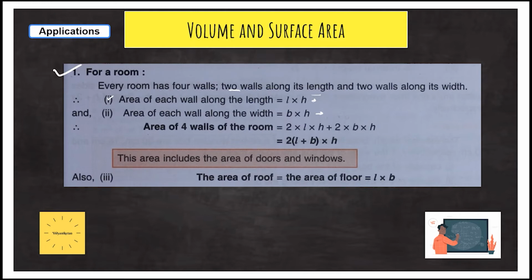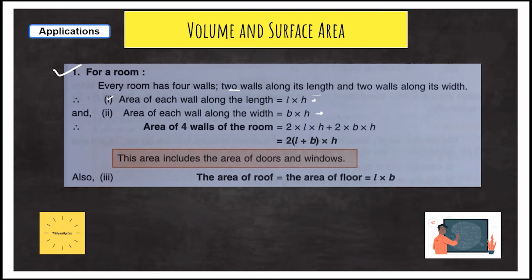The length will be the higher length, like the length that is high, and width will be the length that is small. So using this particular consideration, you can see your length and breadth of your room wherever you are staying now, and see the height, the pillar, that is the height. So area of each wall along the length will be L into H, and area of each wall along the width will be B into H.